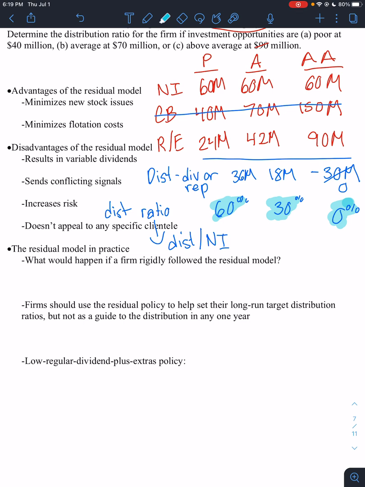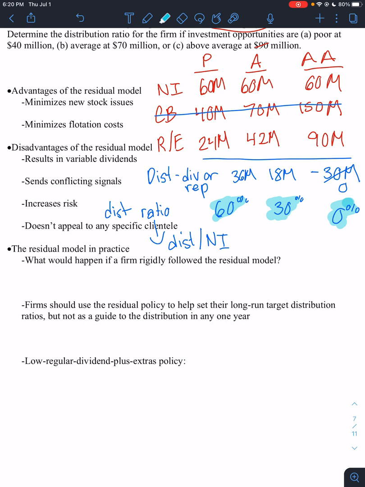Disadvantages, though. It does result in, as I already mentioned, very variable dividends and distributions. So we went from 36 to 18 to 0, depending on the state of the world. And let's pretend those weren't states of the world. Let's pretend one was 2016, one was 2017, and one was 2018, right? My dividends are jumping all around. Not good.